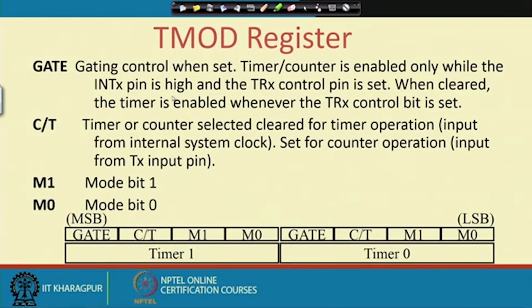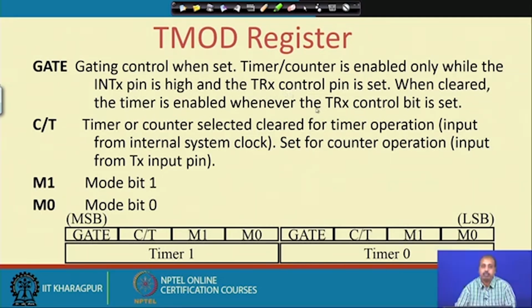So, this gate bit is like that. When cleared, the timer is enabled whenever the TRX control bit is set. So, if this gate bit is 0, then whenever TRX is 1, the timer will operate. If the gate is 1, it is controlled by both the INTX pin and the TRX bit. So, both hardware and software will control the timer if gate is 1. If gate is 0, only software will control the timer.